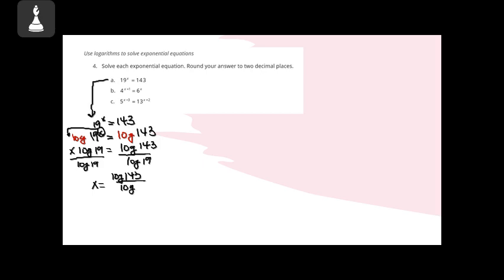So what I would have to do is go to my scientific calculator or Desmos, so I can type this in, and you should get 1.69. After I solve all of these, I will show you my Desmos slide just so you can see how I type them in.